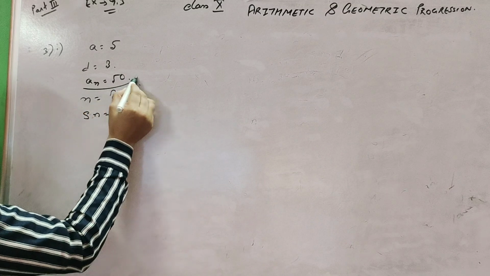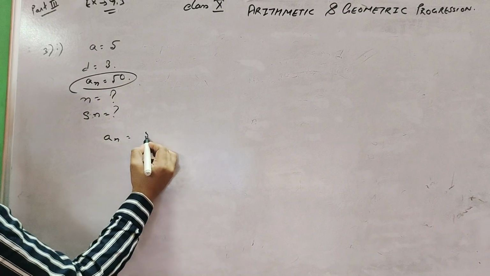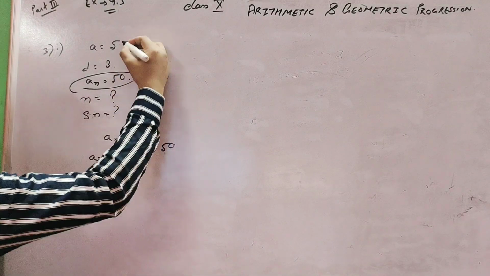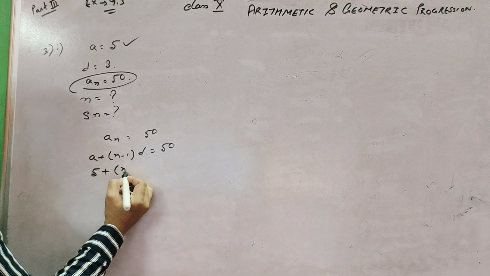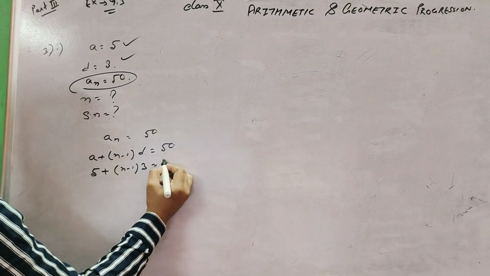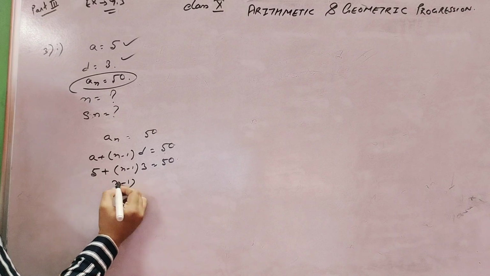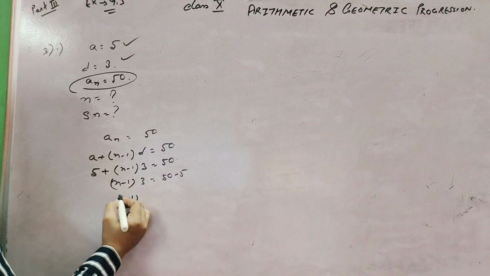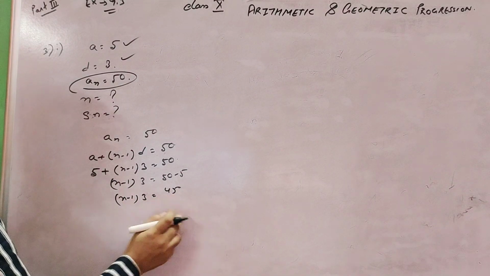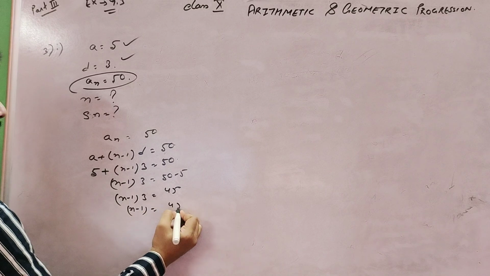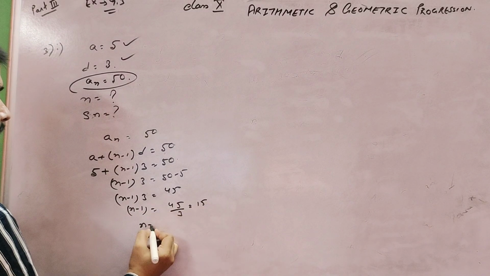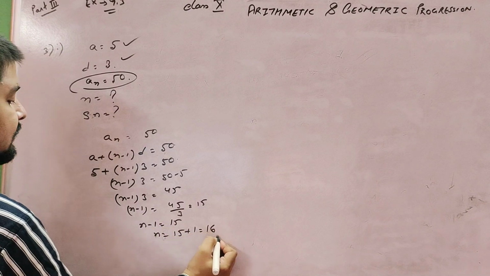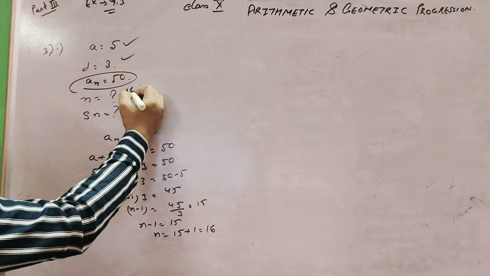So here a_n equals 50, that means a plus n minus 1 d equals 50. In place of a we write 5, n minus 1, in place of d we write 3, equals 50. So n minus 1 times 3 equals 50 minus 5, that is 45. This 3 goes to the other side, that is n minus 1 equals 45 by 3, that is 15. So n minus 1 equals 15, n equals 15 plus 1, that is 16. And we got it.